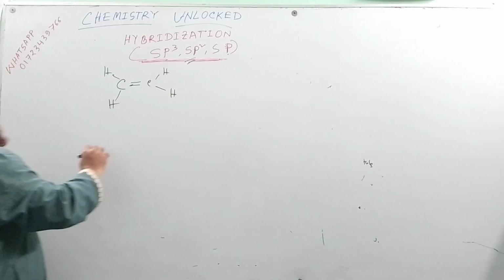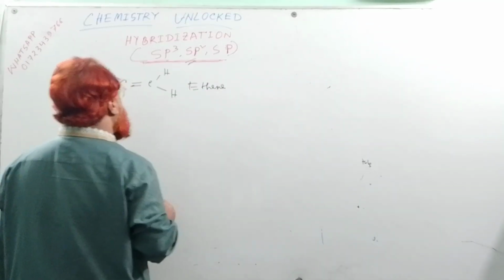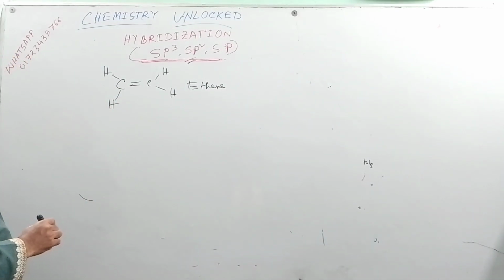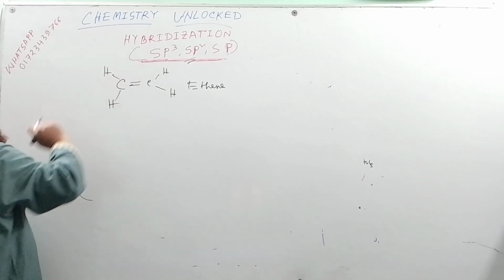What is the name of this molecule? You know, ethene. Ethene molecule. Here a carbon-carbon double bond is present.